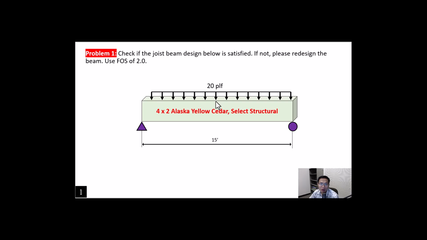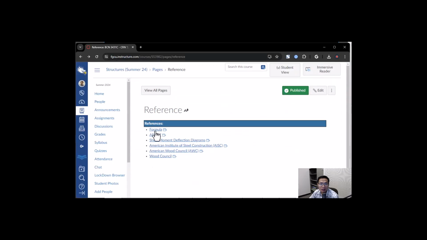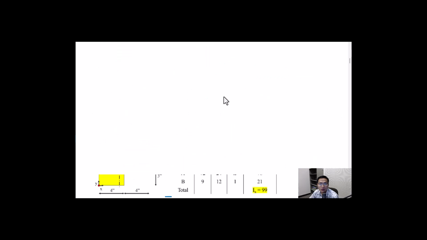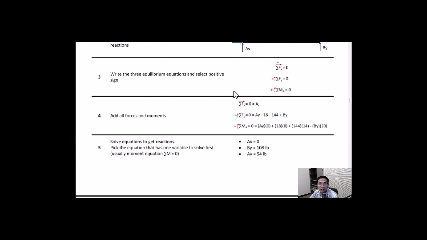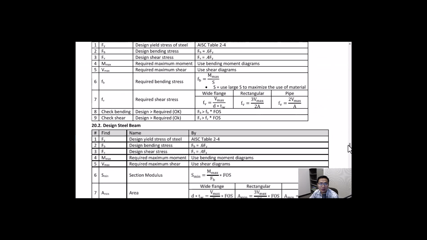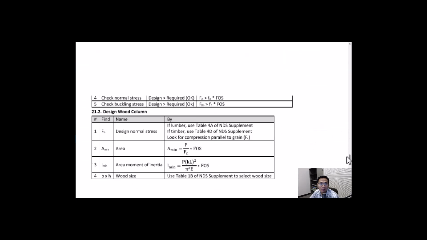Let's take a look at this problem. In this problem, we need to check for the wood beam. So first of all, we need to open the canvas and go to the formula reference over here. Let's open the formula reference, and then go all the way to the bottom until you see check wood beam.